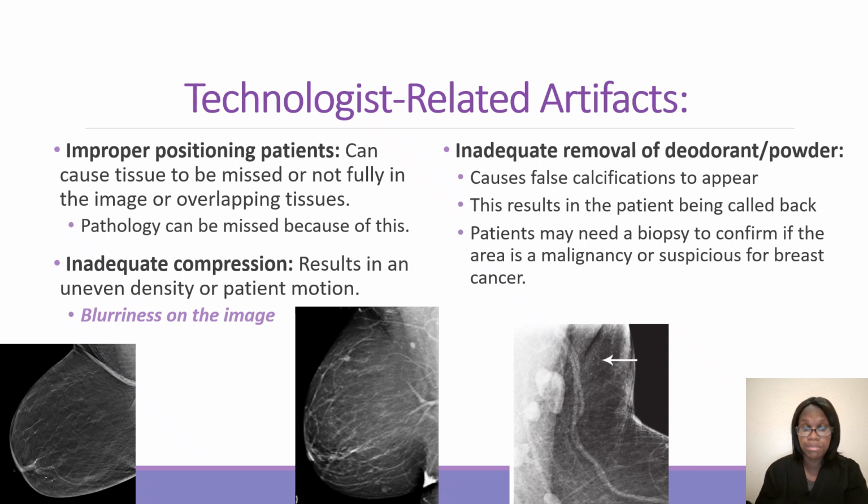And inadequate compression. This results in an uneven density or patient motion that's seen on the image. Also, you can see blurriness on the image. Sometimes you'll have patients who just cannot tolerate enough compression, even the adequate amount. Sometimes you can barely get 9 or 10 pounds on them. Whenever those types of patients move and you have to keep repeating the pictures, they become frustrated. Just let them know, sorry, I'm not able to apply a lot of compression on your breast.